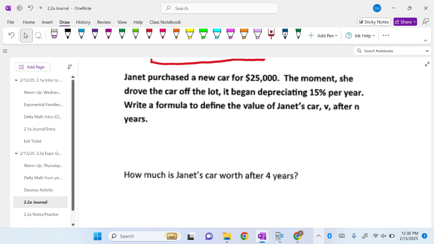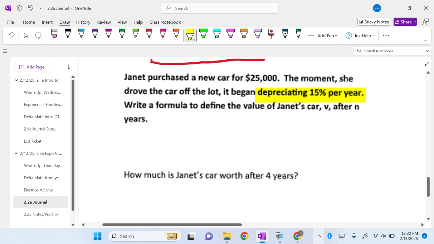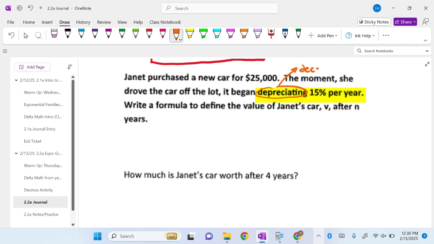It's doing what? It's decaying. How do you know? Right, depreciating 15% per year. So because it says depreciating, that means decay. What's another piece of information I need? Corey. Right. New car for $25,000.